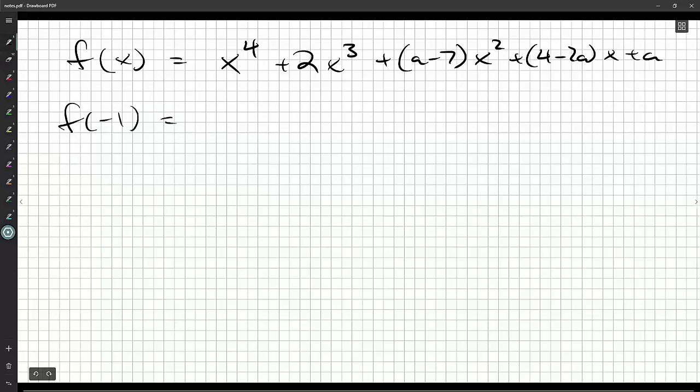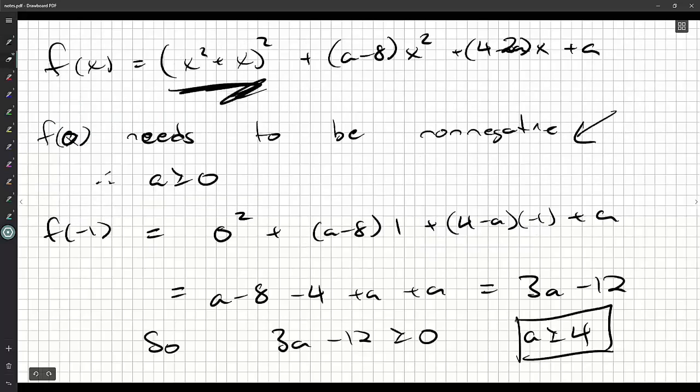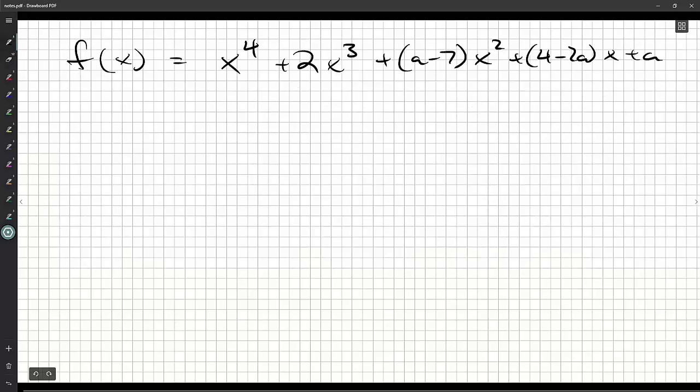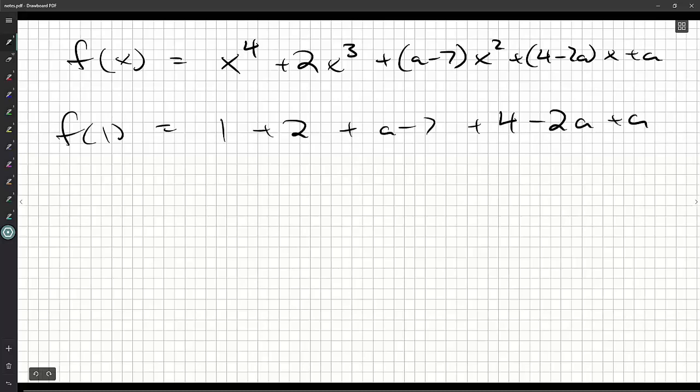Now, negative 1 was only really useful to plug in when we had peeled off that first bit, and I'm not happy with that, so we're trying something else. Let's just try f at 1. 1 plus 2 plus a minus 7 plus 4 minus 2a plus a, and oh! The constants cancel. A minus 2a and an a, they cancel as well, so we get 0. Okay. So we actually managed to find a root. That's kind of unexpected.